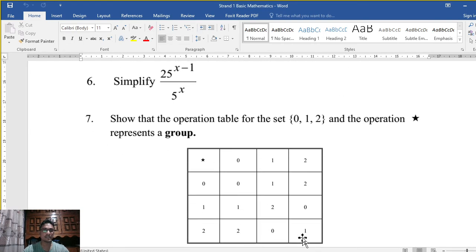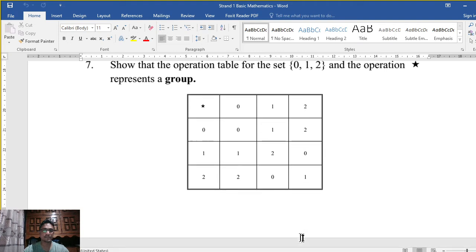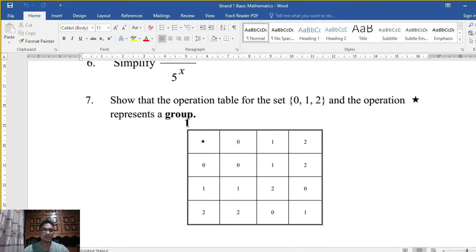Okay, number 7. Number 7 is here. That's the last one for today, right? Show that the operation table for the set {0, 1, 2} and the operation star given here represents a group.